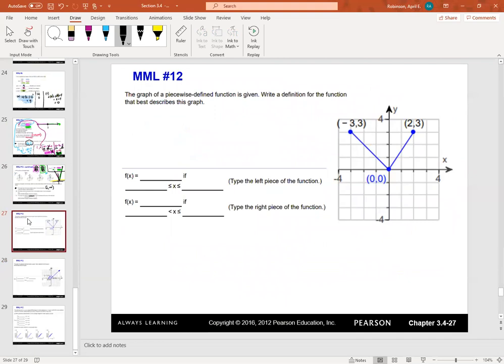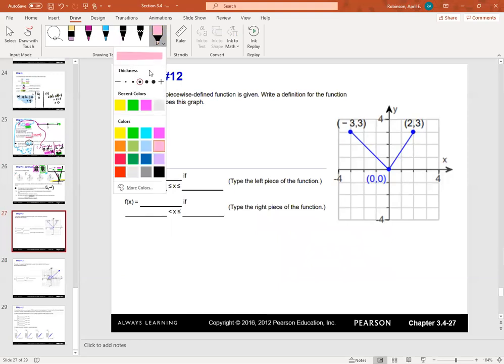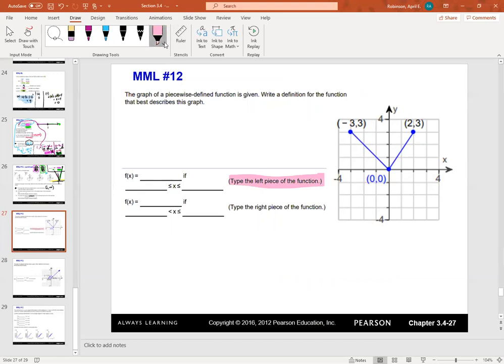All right. 12. 12 says the graph of a piecewise function is given. Write a definition of the function that best describes this graph. Okay. They want you to type the left piece of the function, and the left piece would be this piece. And they want that all within here. And then they want you to do the right piece of the function, which would be this piece over there. And they want you to fill all this in. In my math lab, I took a screenshot of the actual printed out homework, so I've got lines, but in my math lab, you'll have your usual little boxes to fill in.